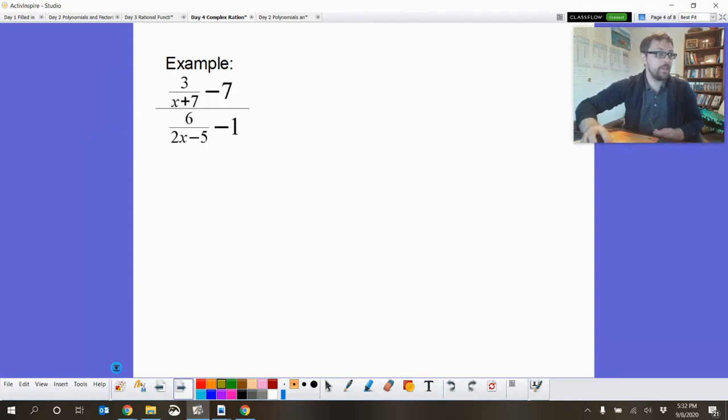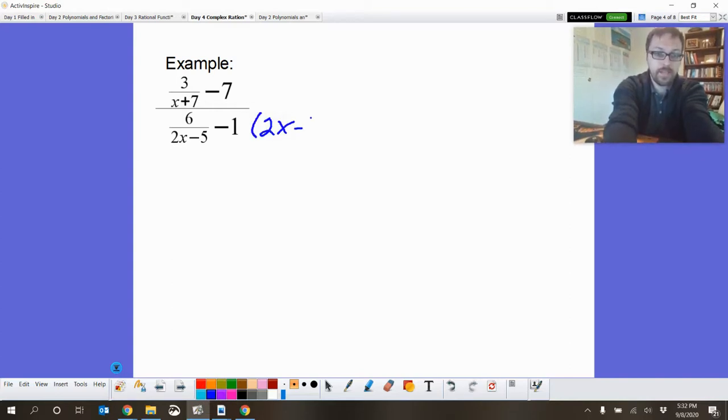Try to do this one a little bit more double time. So once again, we want to multiply every term. And it's another one where just multiplying one of them isn't going to be enough. I have to use everything. So I'm going to show a shorthand for doing this. I need to multiply top and bottom by that 2x minus 5. And I need to multiply top and bottom by that x plus 7.